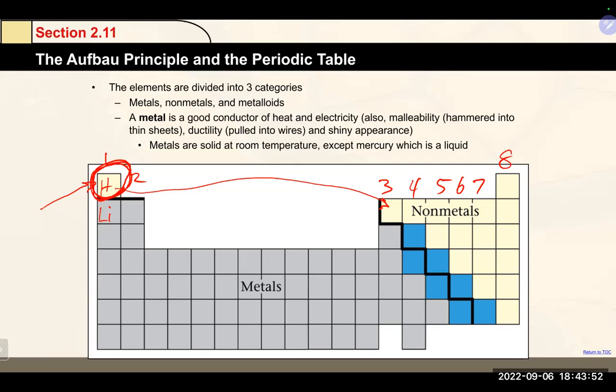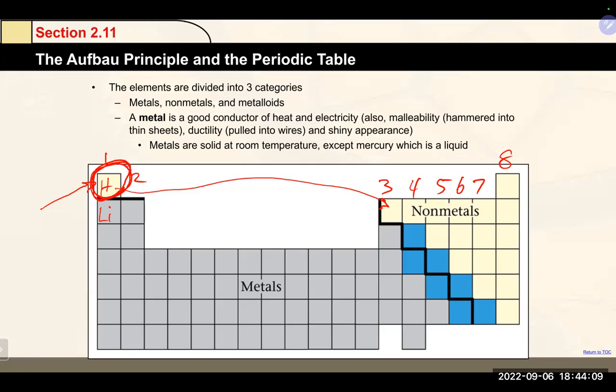Hydrogen has some unusual properties, one of which is it is one of the only elements that does not have a what? It doesn't have a neutron, right? So it has a proton, has an electron, no neutron, right? Everybody else has all 3 of those particles.